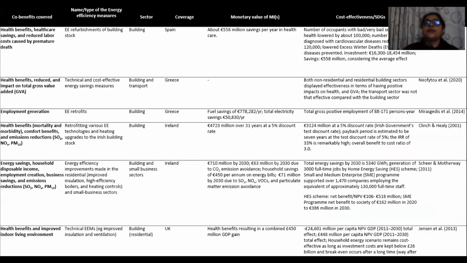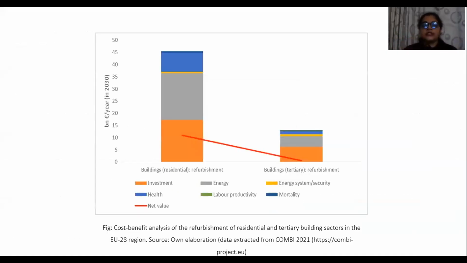As you can see here, most of the studies have attempted to quantify and monetize the co-benefits of EMs. And because of this quantification and monetization, we can get values such as the net present value that allow us to make such interpretations.